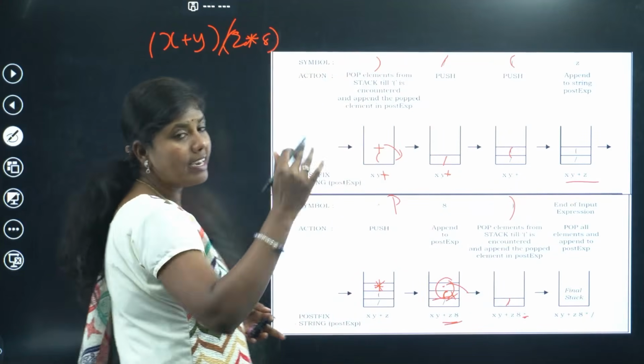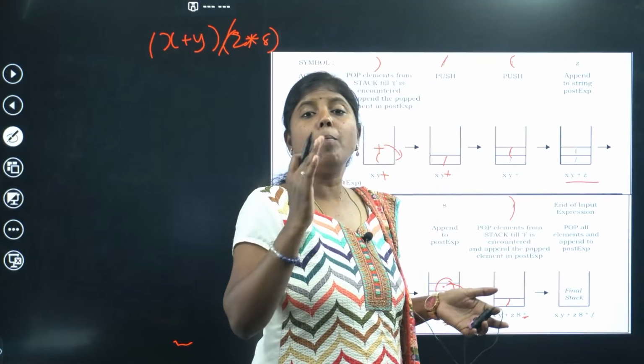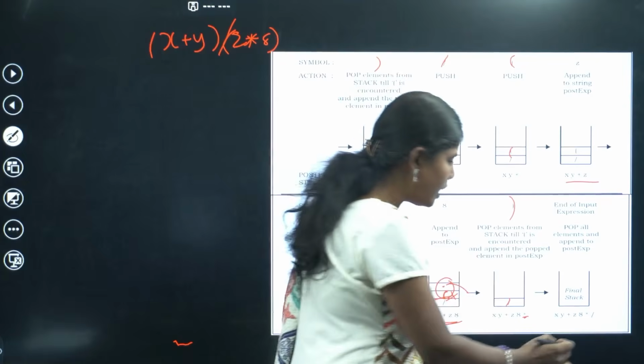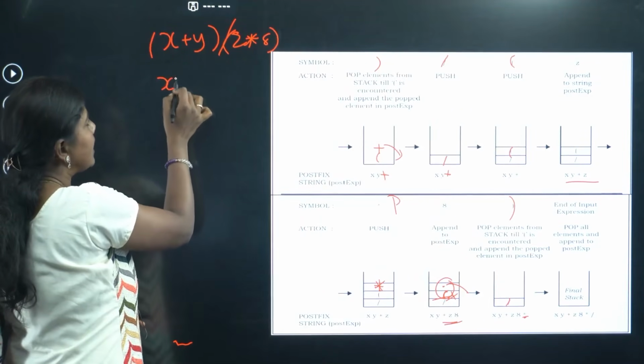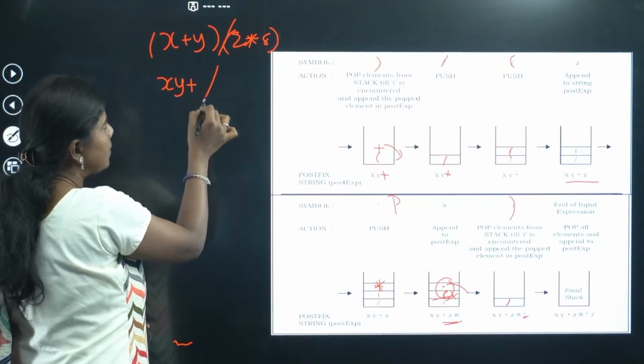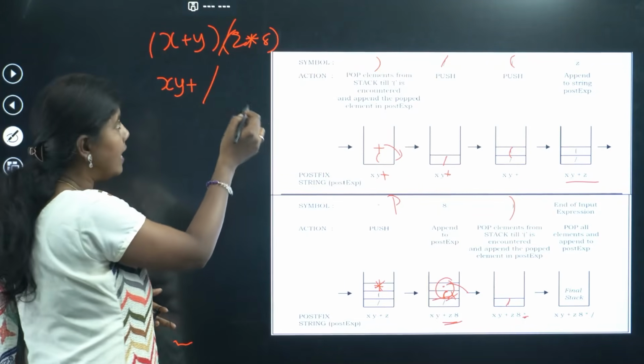Everything is completed. Nothing is there. Only when this slash is there, you pop out all the elements and append to the stack. So I have got this. Just see here, how will I do it manually? X Y plus I'll do it. Keep it as it is, because the postfix operator will come after the operand.